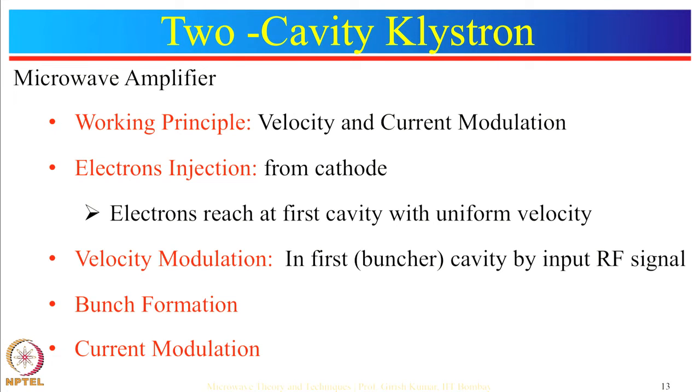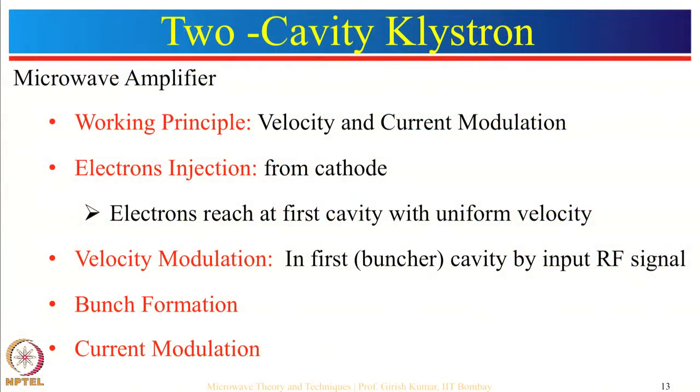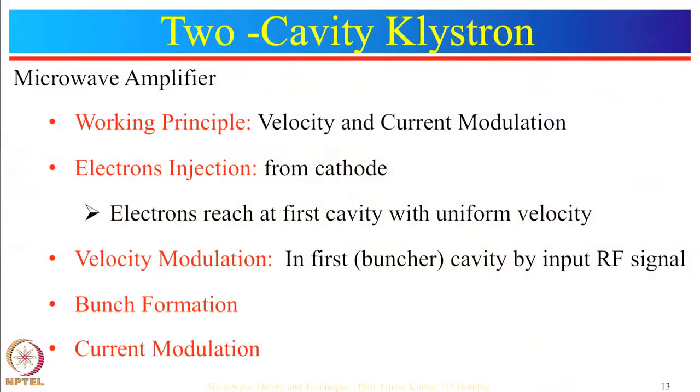Electrons in this klystron are injected from the cathode, and all these injected electrons will reach the first cavity with uniform velocity. In the first cavity, the velocity of these electrons will be modulated by the input RF signal present there, and this is called velocity modulation.